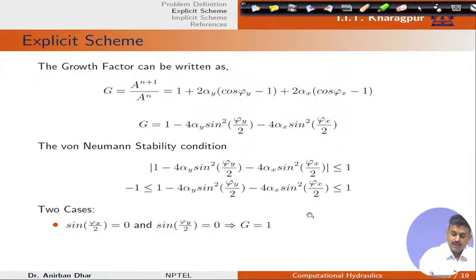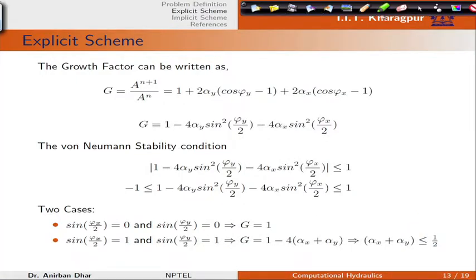However, if we apply the condition that sin varphi x by 2 equals 1 and sin varphi y by 2 equals 1, then we get g equals 1 minus 4 alpha x plus alpha y, and this is less than or equal to half, because minus 2 minus 1, this is 1 minus 4 alpha x minus 4 alpha y.